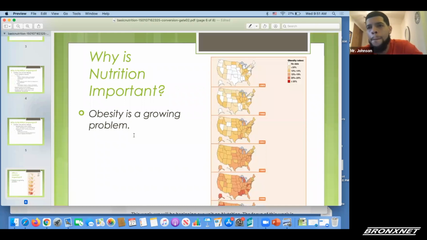So the reason I decided to focus on nutrition and take a step away from fitness is because no matter how much we learn to become physically fit, nutrition is what is going to stop the obesity problem, right? So our diet is what is going to stop this overweight pandemic that we are seeing in America.